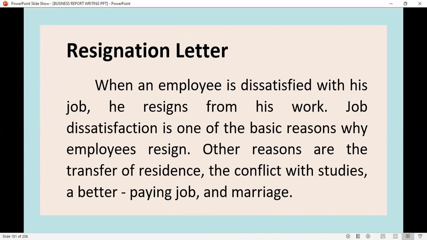Diba? So, mas okay sweldo dito. O, sige, go. And another thing, marriage. There are some na kapag ikinasal na sila, 'di ba? Hindi na sila pinagtatrabaho. That's why sana all, no? That's why they will give up, or they will resign from their job.